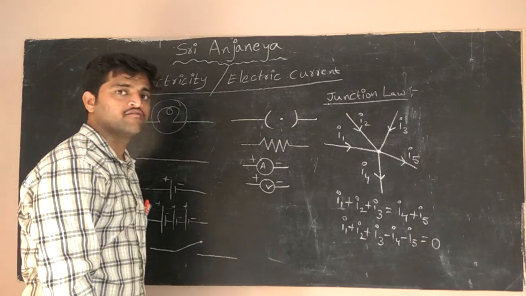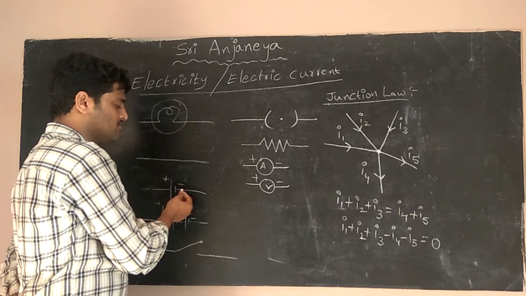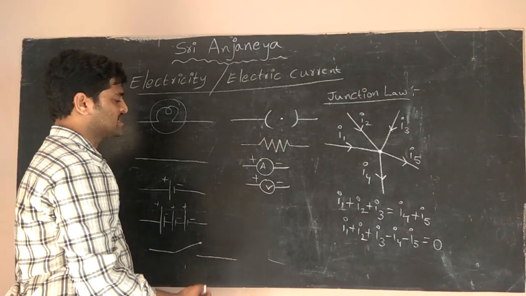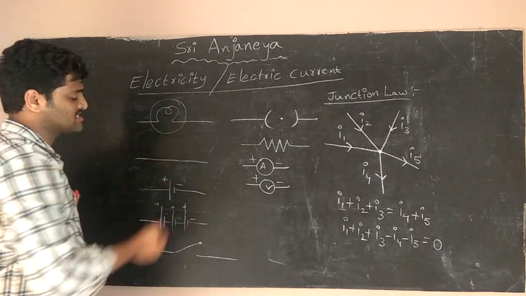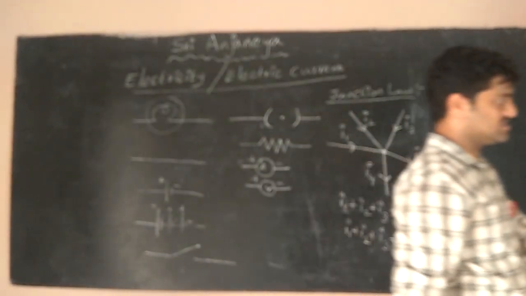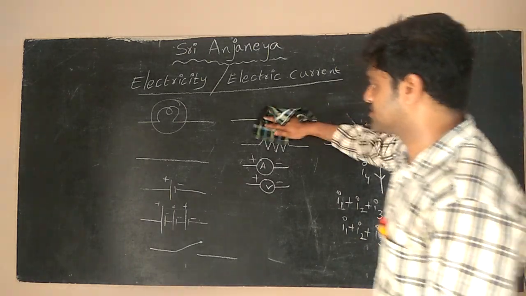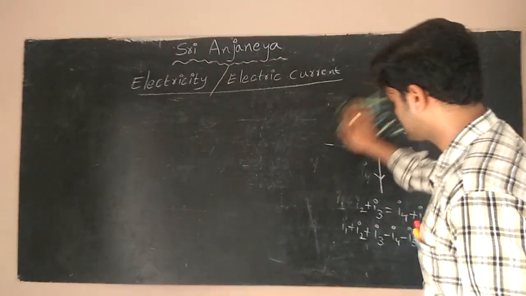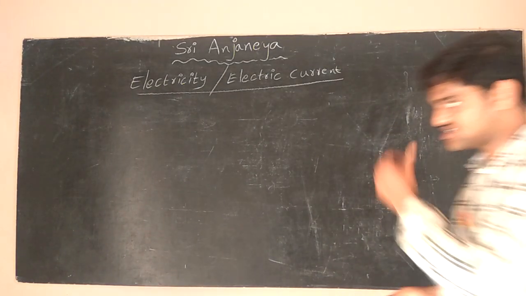By using this, we can do the series combination of bulbs, the series combination of batteries or cells, and the series combination of resistors. Similarly, we can do the parallel connections for these three things: bulbs, batteries, and resistors. Let us start our next session with the series combination of bulbs.